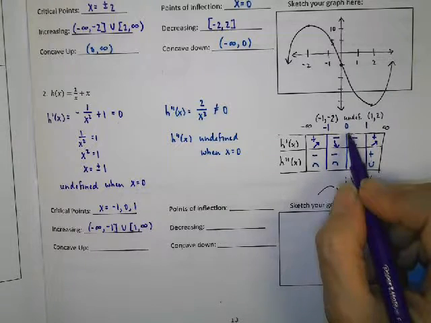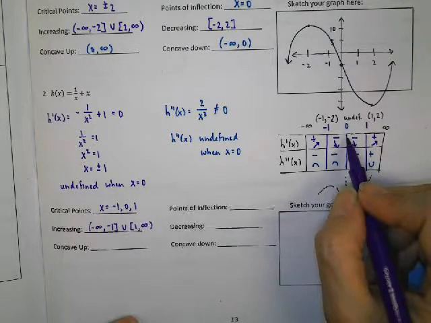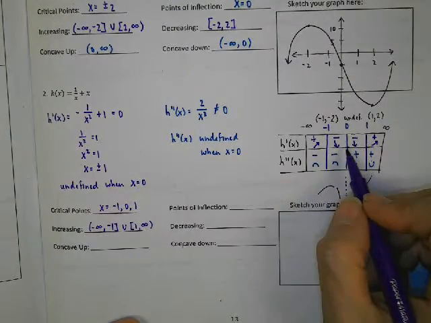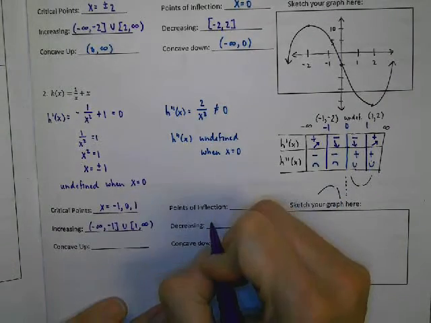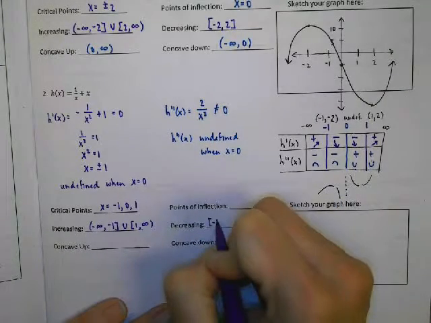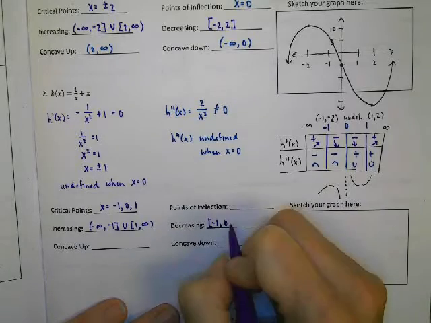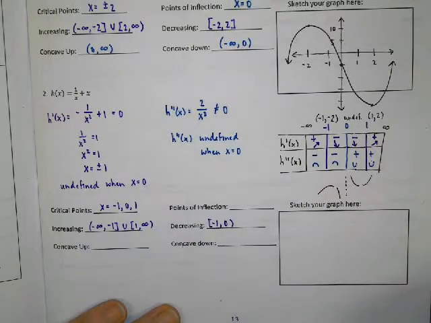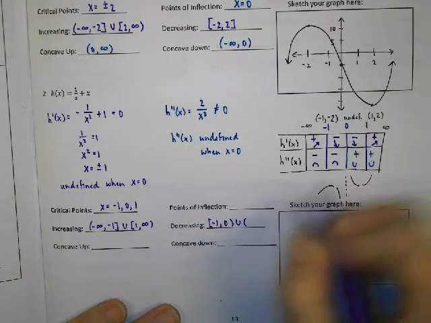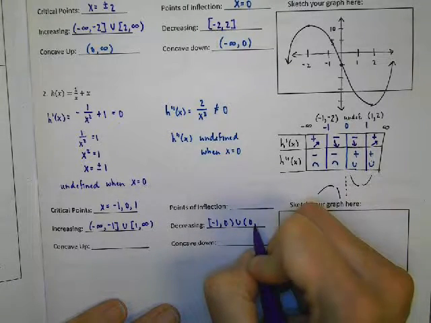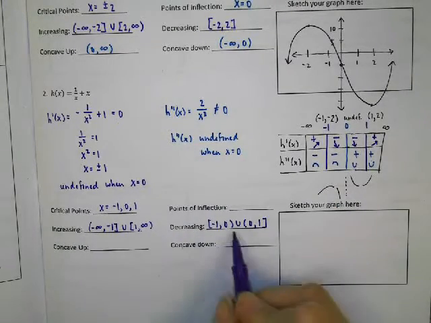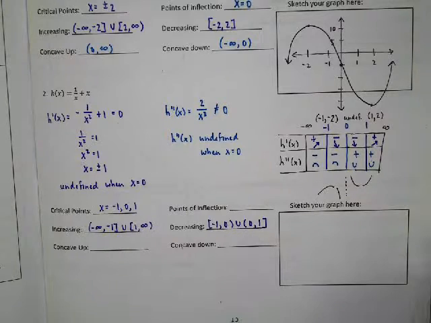Now I'm decreasing really over this whole interval from -1 to 1. However, because I'm undefined at x equals 0, I can't really have that in my closed notation. So what we need to say is we're decreasing from -1 to 0. I'm open there because 0 is undefined. And then I'm also decreasing from 0 to 1. So we have to exclude that point because the function does not have a value at that point.